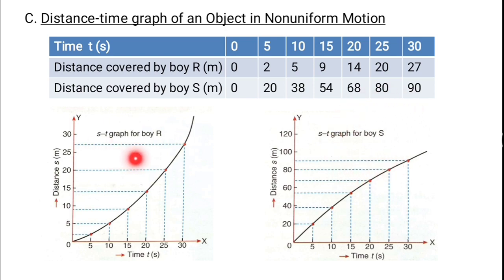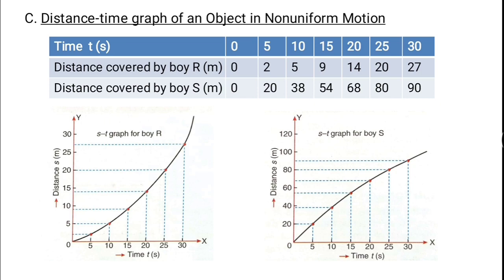By seeing the graph for the boy R, you observe that the graph is not a straight line, but it is a curved line. And also you see that the distance covered by boy R in successive interval of 5 seconds is continuously increasing. That is, we can say that speed of boy R is continuously increasing.